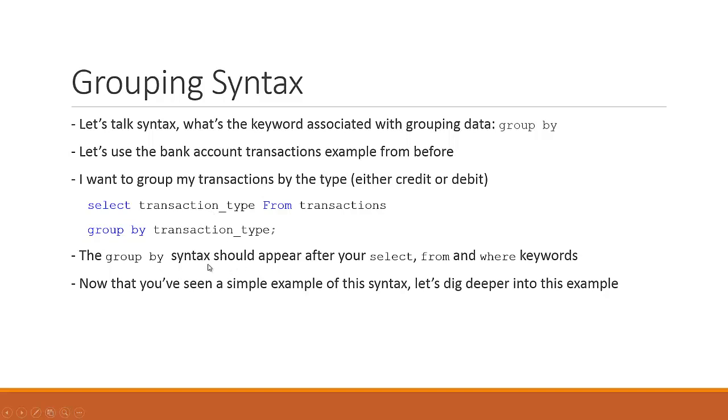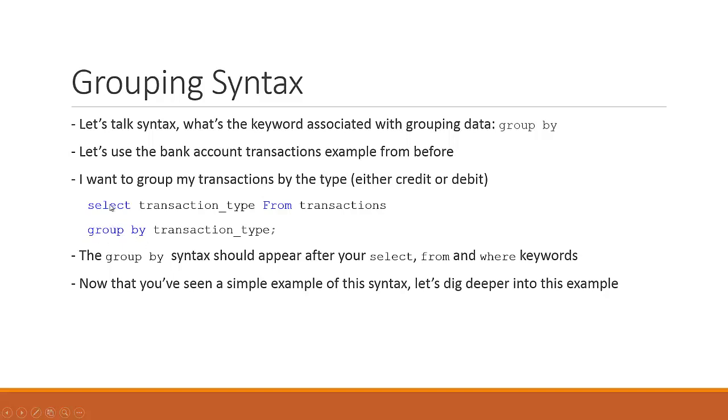So the group by syntax, now that we're moving on, should appear after your select from and where keywords. So you see here it says select from, there's no where statement, but you can assume that maybe we have a condition where we want to only look at transactions for the last 30 days. So maybe we can have select transaction type from transactions where transaction date is less than whatever date and greater than whatever other date, to sort of give it a window. But the point being is that the where statement would appear before the group by.